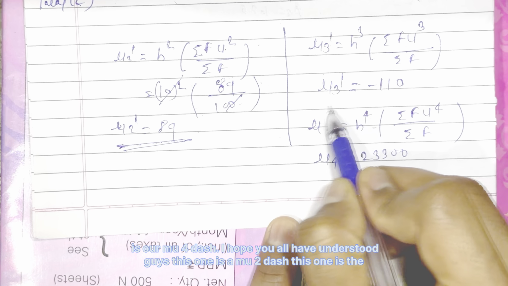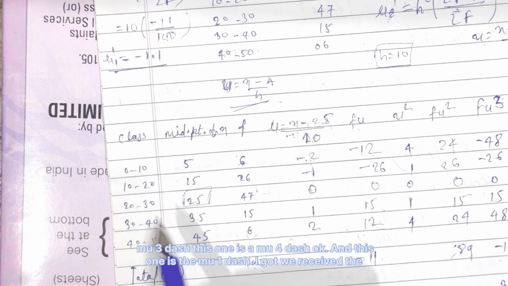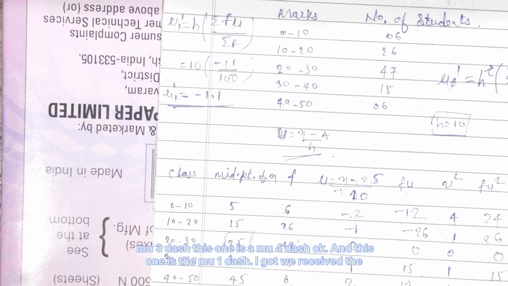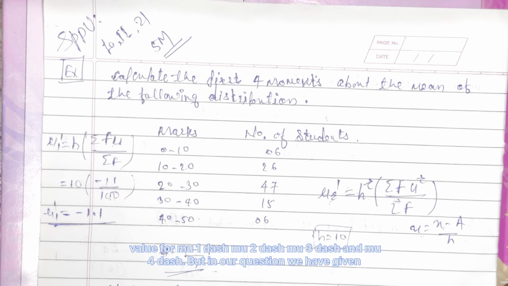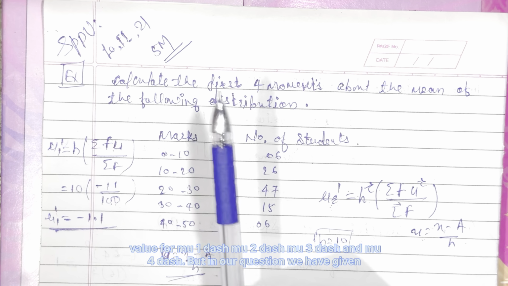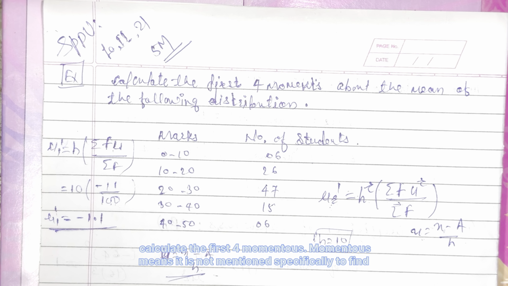I hope you all have understood guys. This one is mu2 dash, this one is mu3 dash, this one is mu4 dash, and this one is mu1 dash. We received the values for mu1 dash, mu2 dash, mu3 dash and mu4 dash. But in our question we are asked to calculate the first 4 moments. Moments means it is not mentioned specifically whether to find the raw moments or the central moments, that means you have to find both of these values.